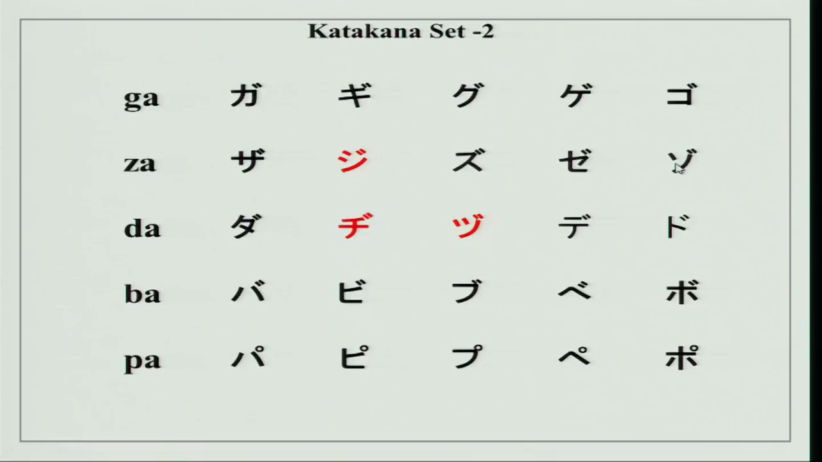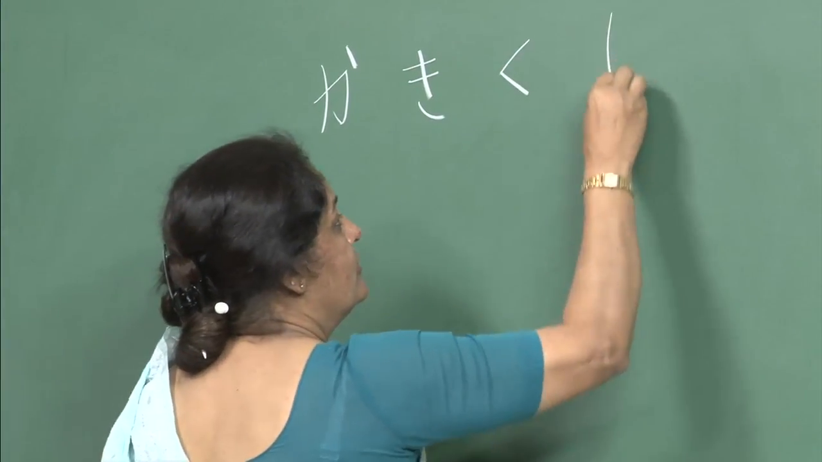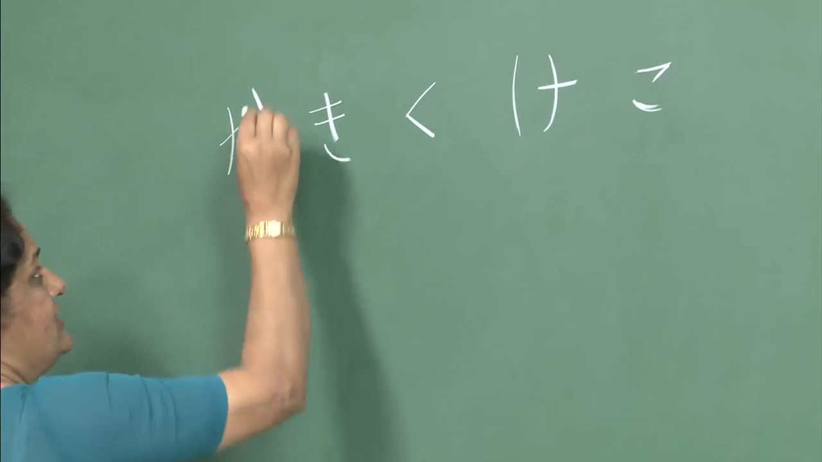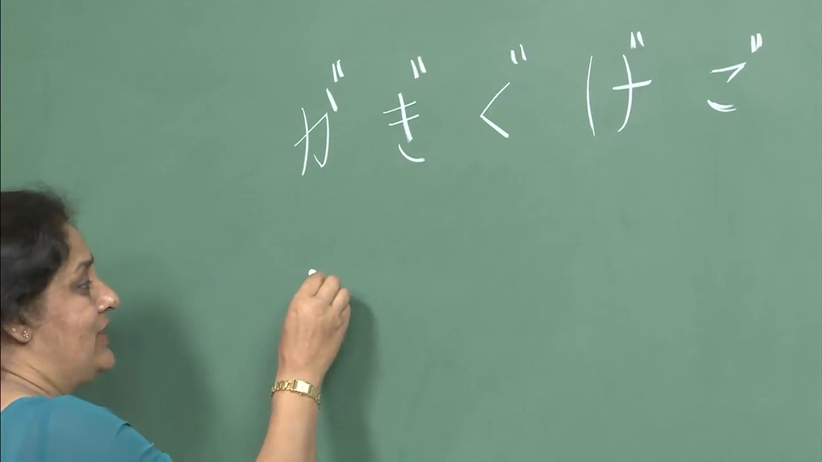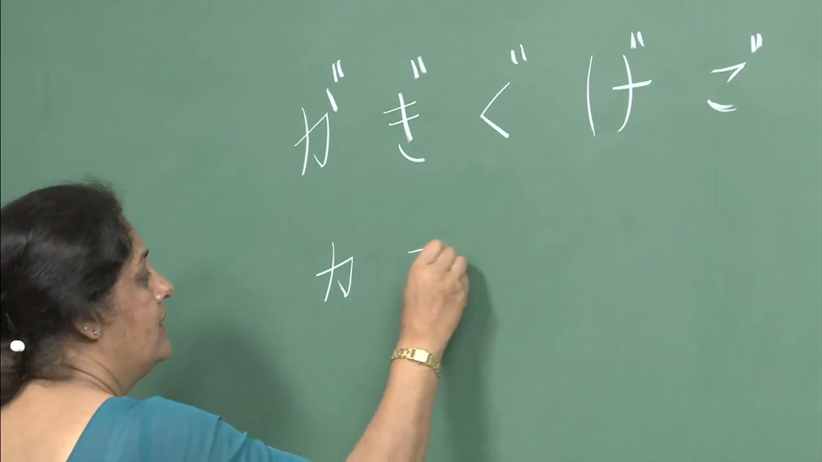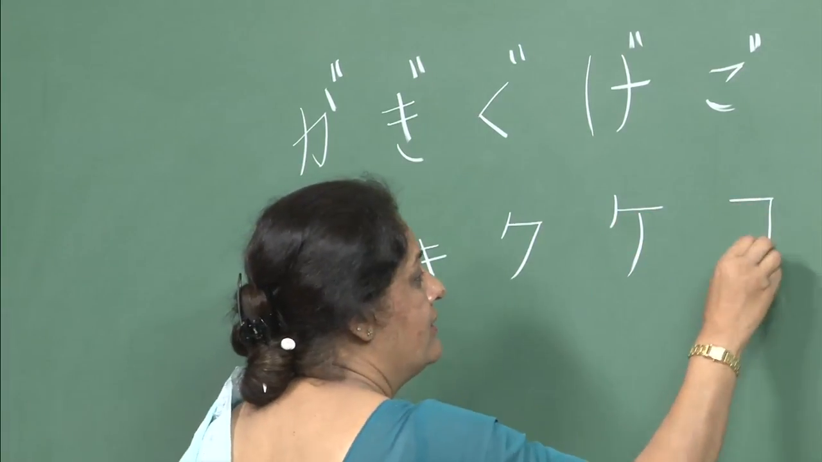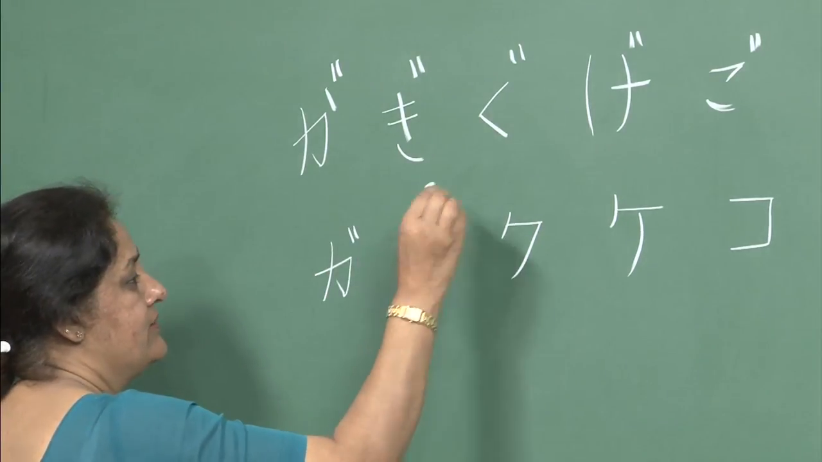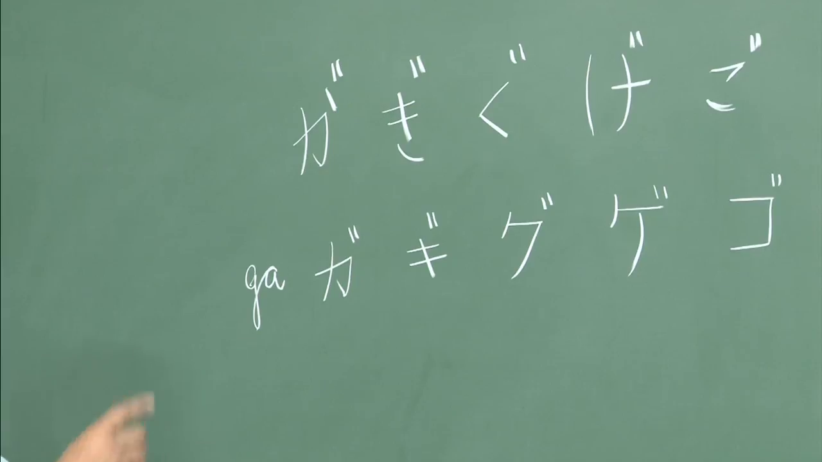I will write it for you once, then it will be easier to understand. For example, in hiragana, it was ka, ki, ku, ke and ko. Just by putting this symbol here, we had changed it to ga, gi, gu, ge and go. In a similar manner, in katakana as well, ka, ki, ku, ke and ko. So, just by putting this over here, we make it ga, gi, gu, ge and go. The same thing can be done for za, da, ba and pa.